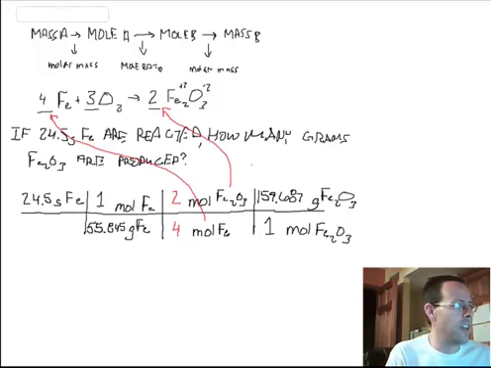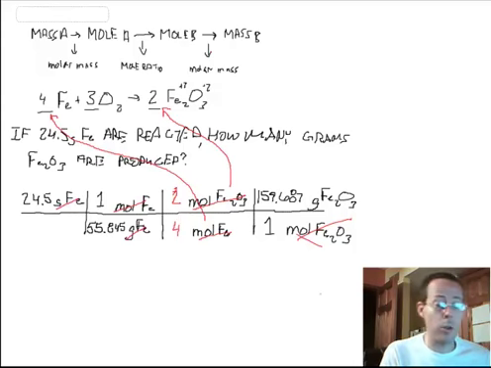Alright, so if we look at units, we're going to cancel some stuff out here. I have grams of iron at my top left, I have grams of iron at my bottom right. I have moles of iron on the top left, I have moles of iron on the bottom right. I have moles of Fe2O3 on the top left, I have moles of Fe2O3 on the bottom right. So, if I get rid of all those things, what is left? What I have left is grams of Fe2O3, which is what I want.